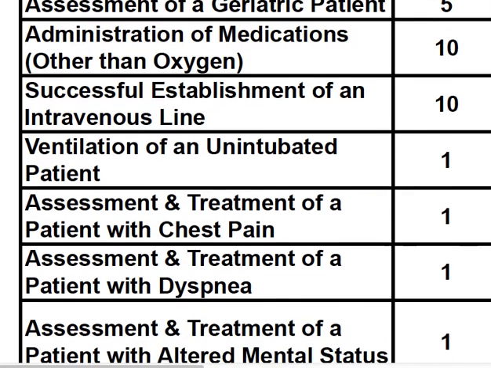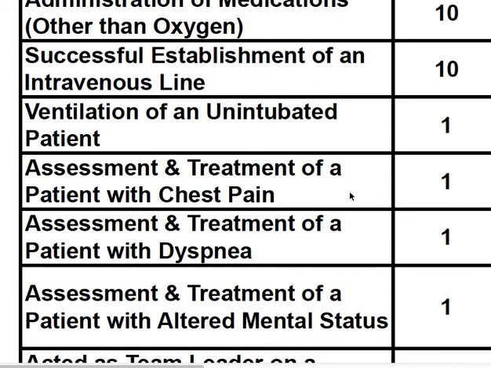You also have to assess and treat a patient with chest pain. That's one. Now, if you have a patient with chest pain, and let's say it's contraindicated to give aspirin or nitro, you still treated them because you transported them, you probably started an IV, gave them oxygen. That's still treatment. So that's one.